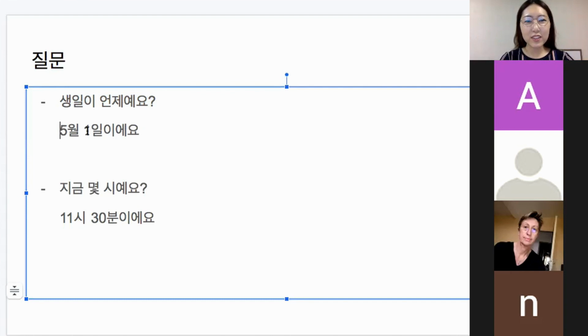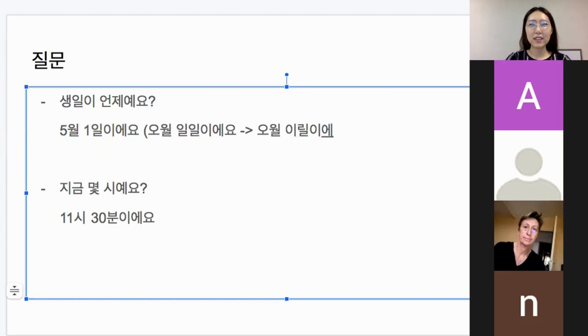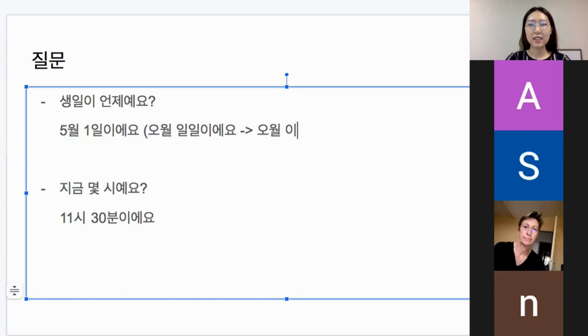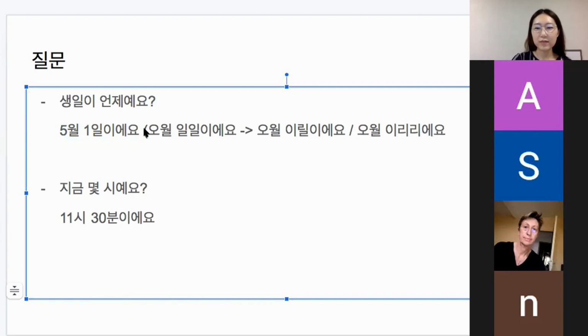Anyone? Okay, we can practice this one first. Do you know how to read this one? 5월 1일이에요. Very good. 5월 1일이에요. The pronunciation is like this. 5월 1일이에요. It's a little bit difficult.